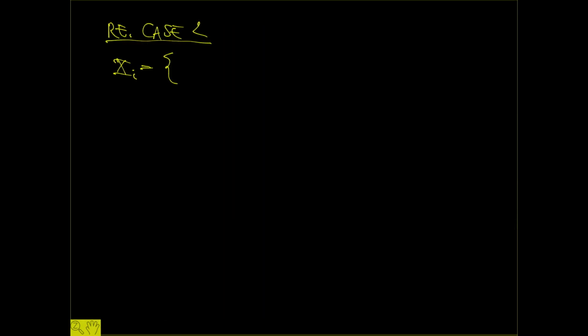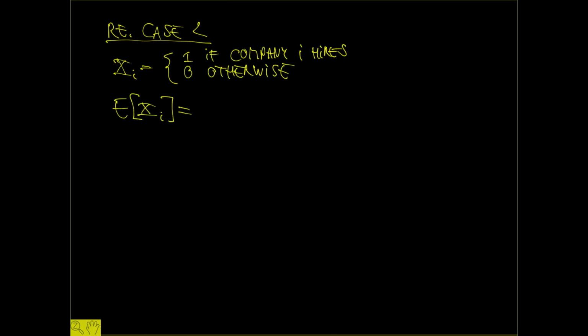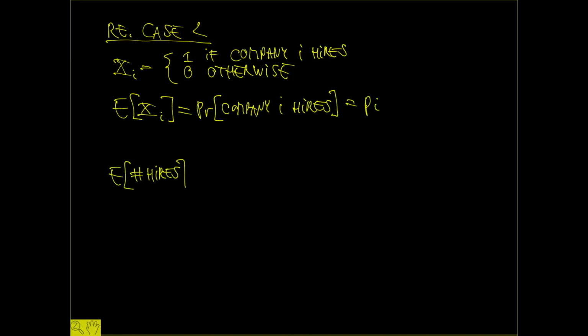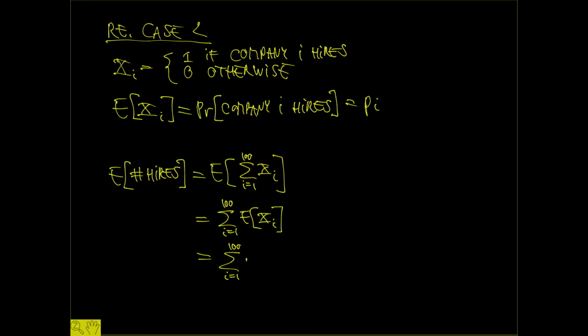In case 2, we can think about random variables xi, where xi is 1 if company i hires and 0 otherwise. So the responses from the companies can be interpreted as expectations for this random variable. The number of hires in expectation is simply the sum then of these random variables, which is the sum of expectations, which is the sum of the reported numbers pi. This is the number of hires among the 100.